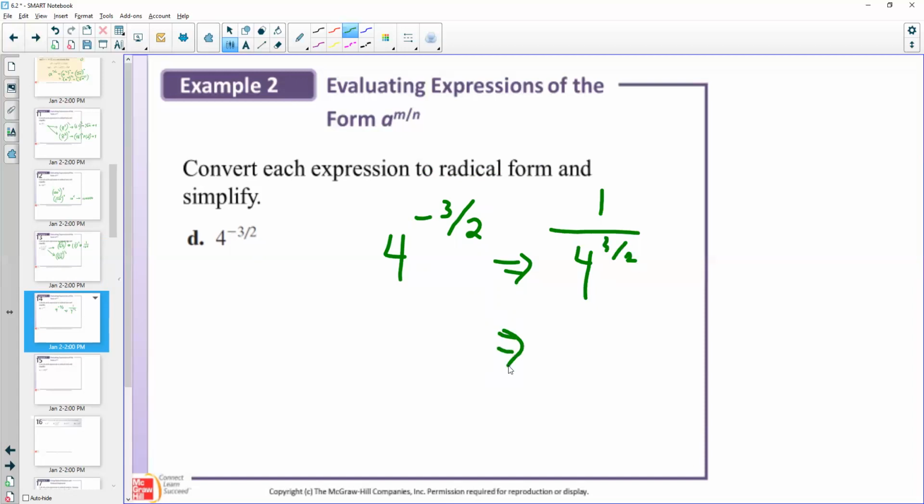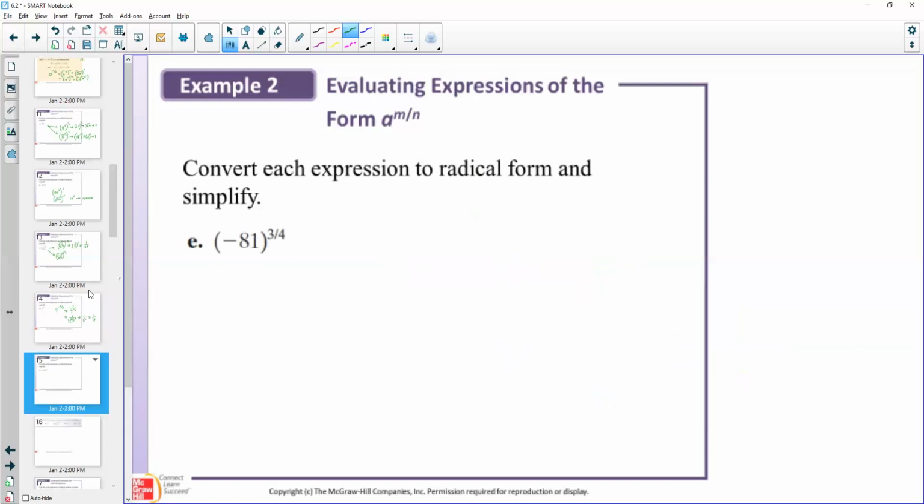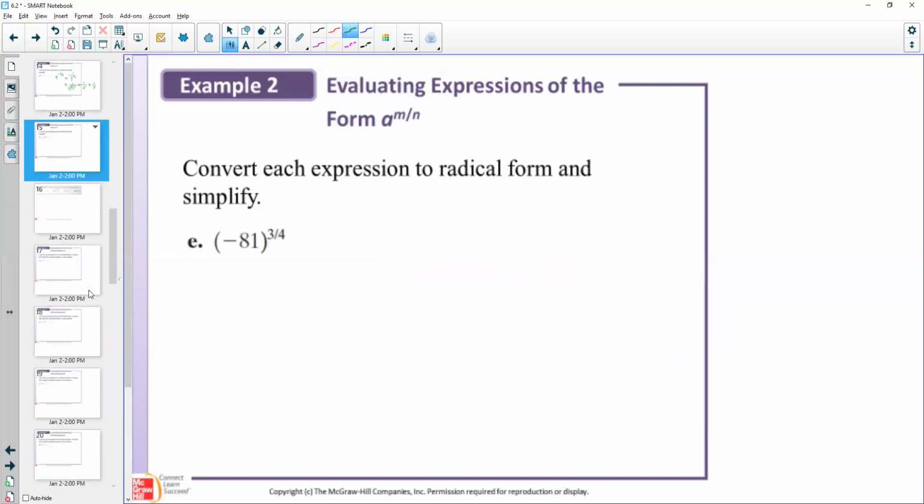Now I'm going to think about that. I can cube it and then take the square root, or I can take the square root and cube it. I have 4 is a nice even square root, so I'm going to do that first. So I have 1/4. I'm going to take the square root of it, and then I'm going to cube my answer. 1/4, the square root of 4 is 2. So 2 cubed is 1 over 8. Okay? Step by step by step.